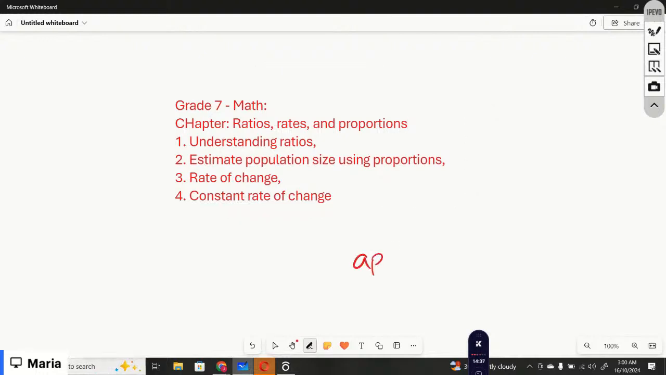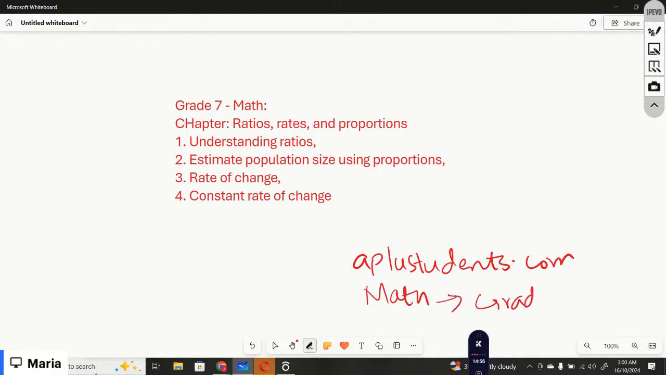You can find all the lessons on aplusstudents.com. You have to log in there using your email address and password as provided by the administrator. Then you have to select math from the subject tab. Scroll down to grade 7 and then click on view all lessons. There you can find a list of the chapters. We're going to start with the chapter ratio, rates and proportions.